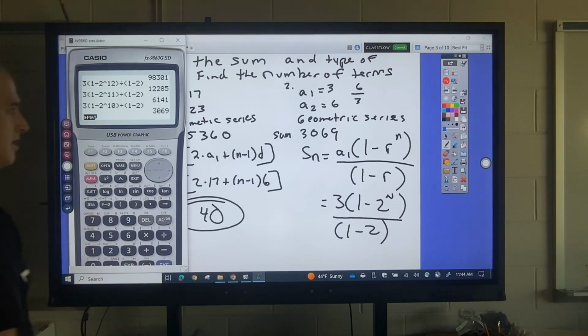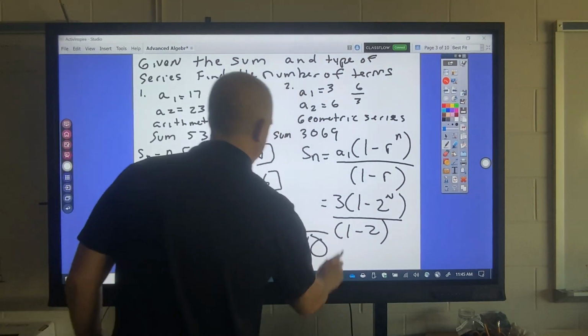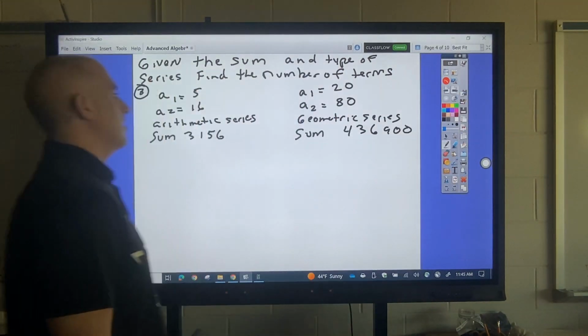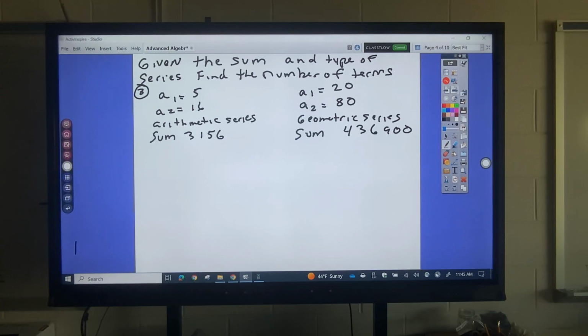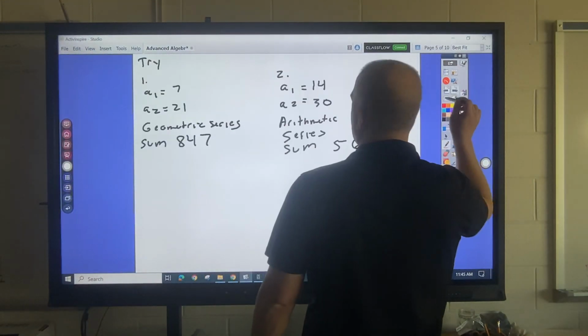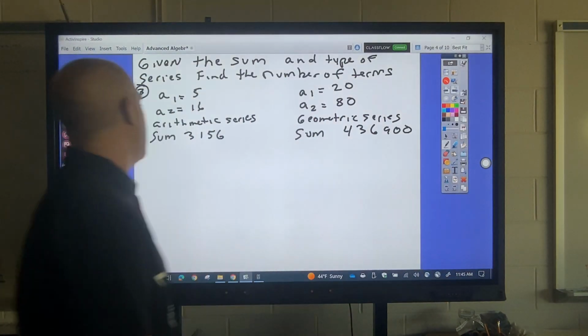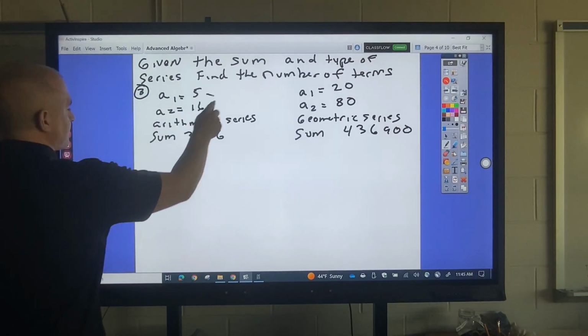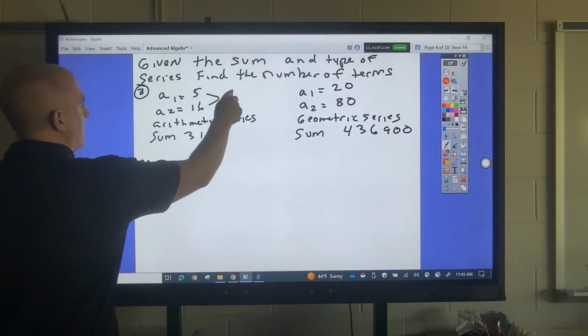And there it is. So 10 would be the number of terms. So you're just guessing the number of terms. Okay. Am I doing 2 more of these? Okay, I guess I am. All right, arithmetic. So that means that difference would be 11.